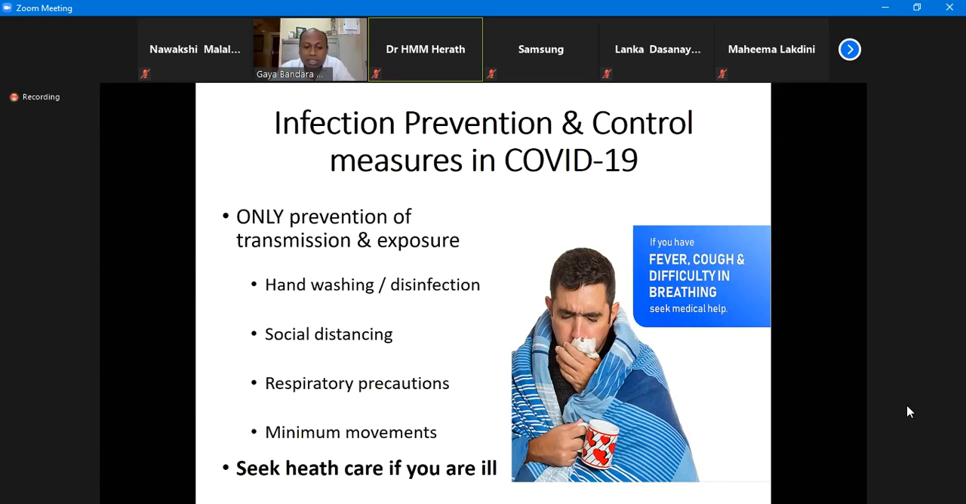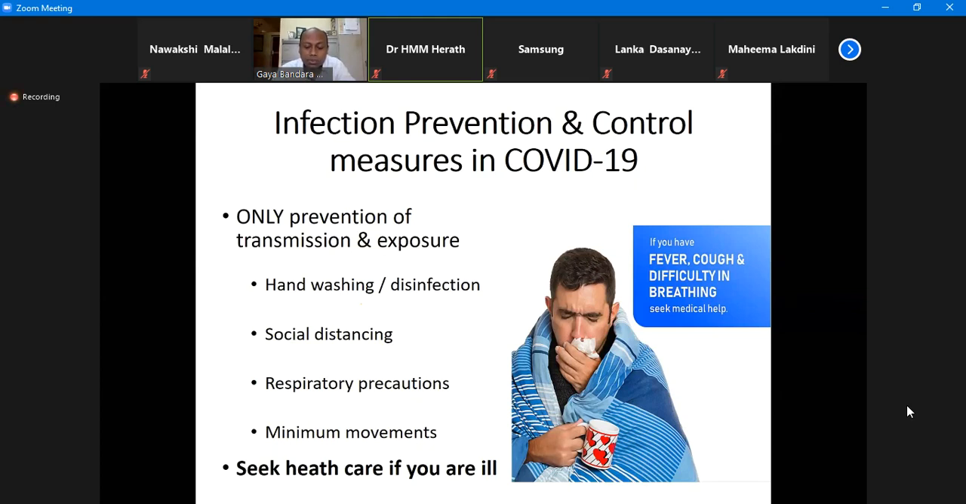When we adhere to these measures, we should always keep an eye on our health. If you get the slightest information or the feeling of developing symptoms suggestive of COVID-19, you have to seek medical care. It's been discussed in previous presentations. So what are the symptoms you have to think of?